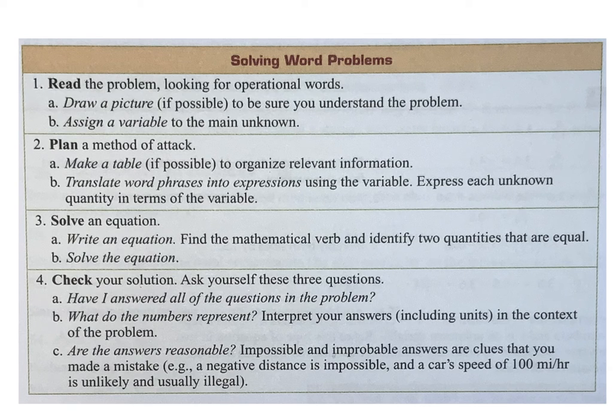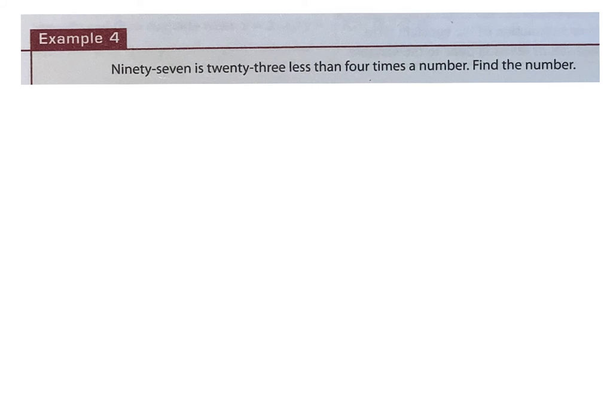All right, so let's look at the first word problem here, example 4. 97 is 23 less than 4 times the number. Find the number, all right? So let's look for our key things here, all right? We have a number, that's easy. How are we gonna write that? Well, we're just gonna write that as 97, right? And then we have a key word here, is. What did we say is always means? Equals, so I'm gonna write equals.